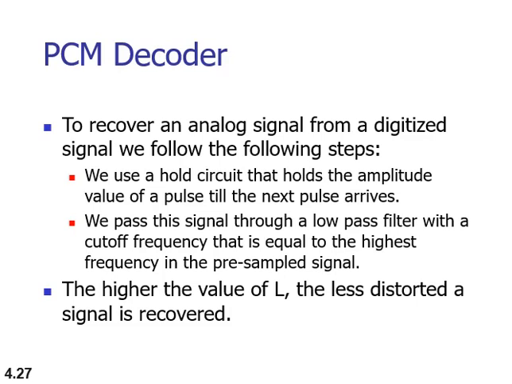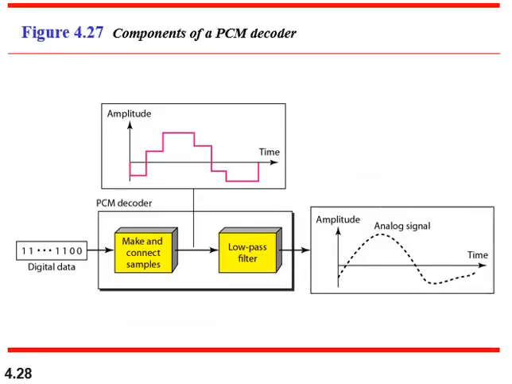So when you see the diagram here, we can see that the digital data is the input for the PCM decoder, wherein a digitized format is given as an input to the decoder, which connects samples, making them pass through the low pass filter and ultimately resulting into an analog signal, so that the receiver can again listen or understand those signals.